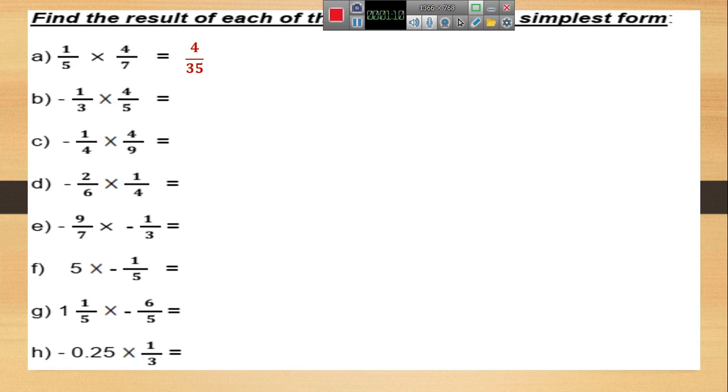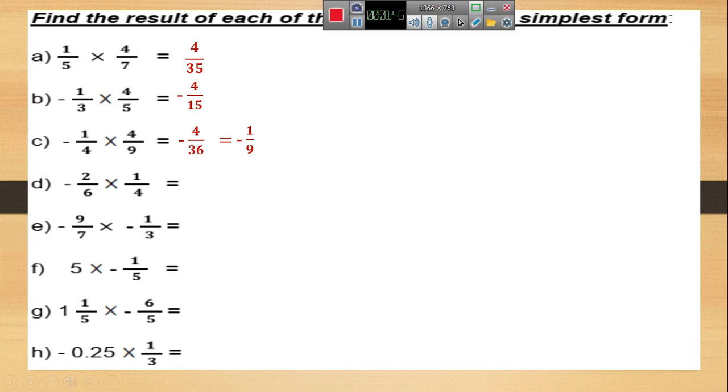Negative 1 over 3 times 4 over 5. Since they have different signs, we will get a negative answer, and we multiply them to get 4 over 15 but in negative. The next question also has different signs, so we get a negative answer after multiplying numerators to get 4 times 1 and 4 times 9, negative 4 over 36, and we need to put this fraction in simplest form, negative 1 over 9.